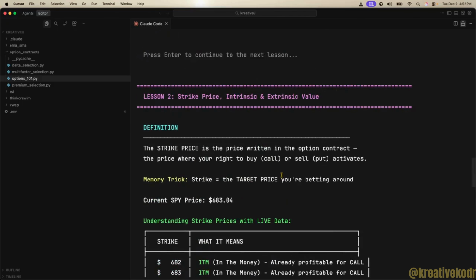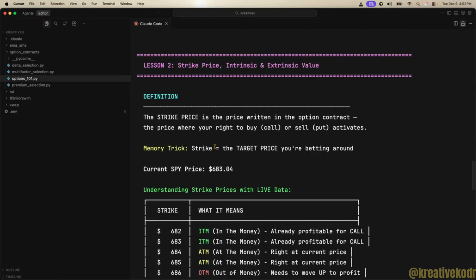So lesson 2 is going to be our strike price, intrinsic and extrinsic value. So what is the strike price? The strike price is the price written in the option contract. This is the price at which we want the right to buy, with a call, or sell, with a put. A memory trick: a strike price is the target price we're betting around.